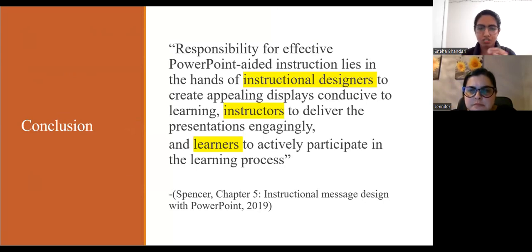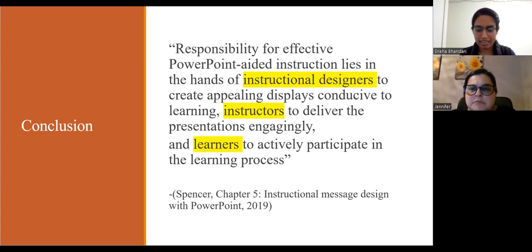In most cases, instructors are the instructional designers. So it is on us as instructors, it is our job, to make sure that we create an appealing display that is conducive to learning, and then deliver the presentation very engagingly. And then it's learners' job to actively participate in the learning process.